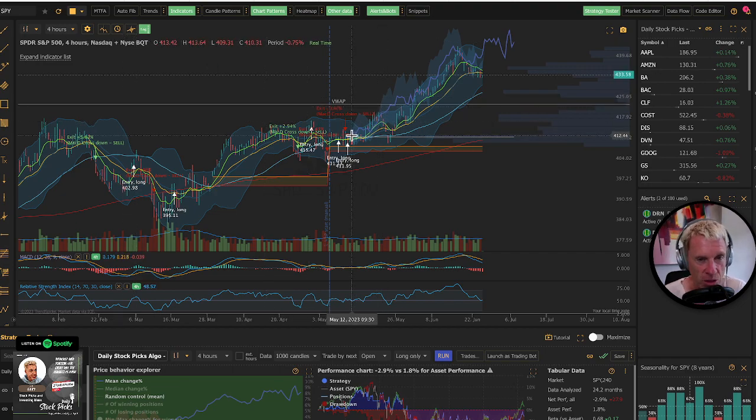You can see from SPY in the 4-hour algorithm, we're still on this buy at 411.